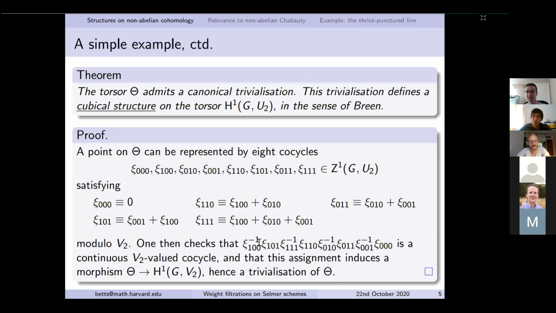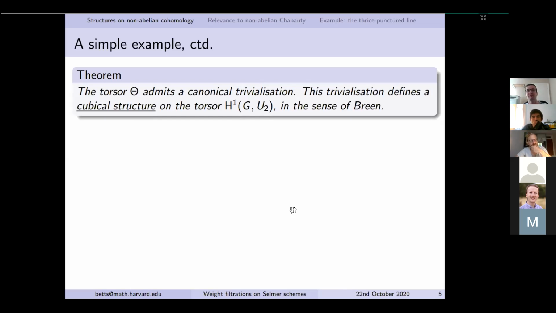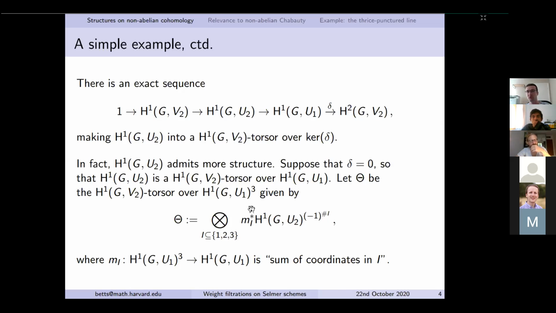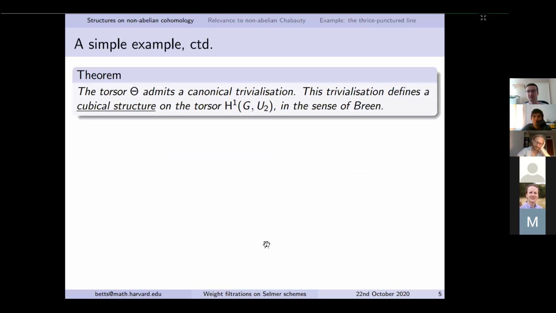Sorry, for those who aren't familiar with cubical structures, could you just give a hint about what those are? So a cubical structure is a structure which you can have on abelian group torsors over abelian groups, and it consists of a trivialization of the torsor constructed in this manner, living on the cube of the base, and it's required to satisfy a couple of compatibility conditions, but they're not necessarily so interesting. Quite simple ones.